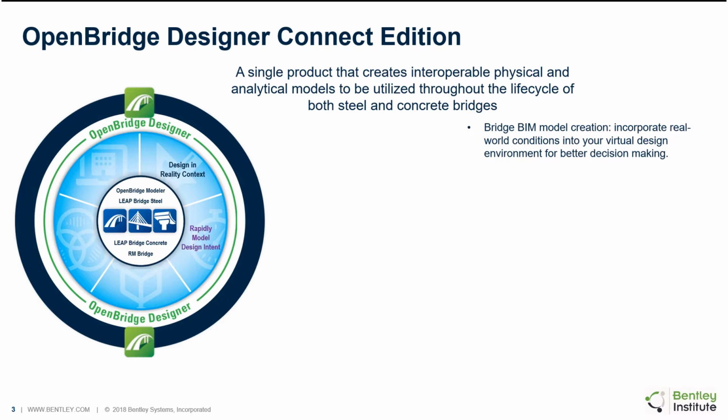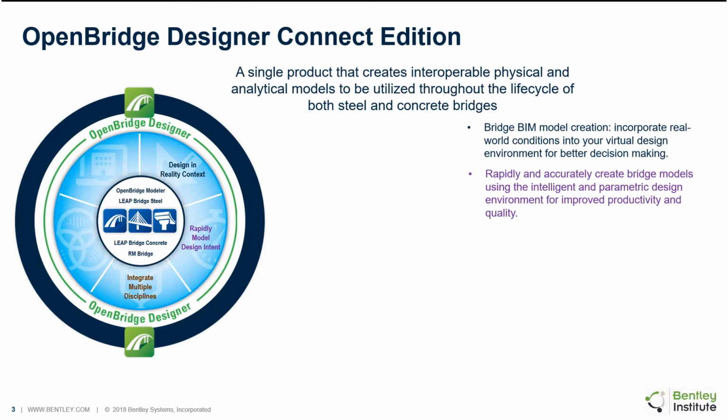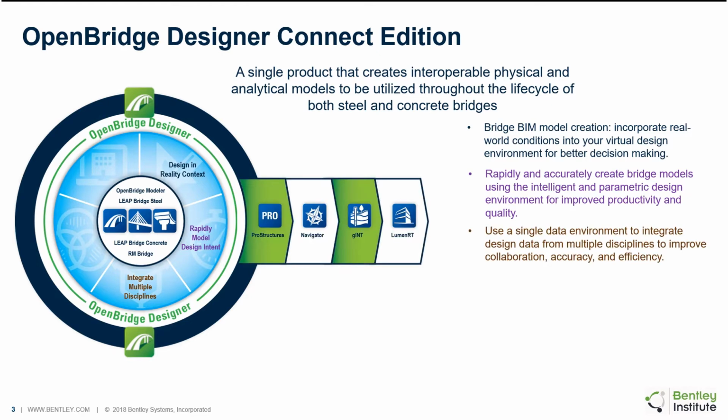Then, as we create this, we can modify our design, right? Taking advantage of changes in alignment, profile, or super elevation, for example, the bridge will react to it and move accordingly. We can then integrate multiple disciplines. As we finish my model, I need to detail it, so I can plug in ProStructures and start my detailing process. I need a special visualization, so we have LumenRT inside, so I can visualize my bridge and apply reality modeling techniques on that.